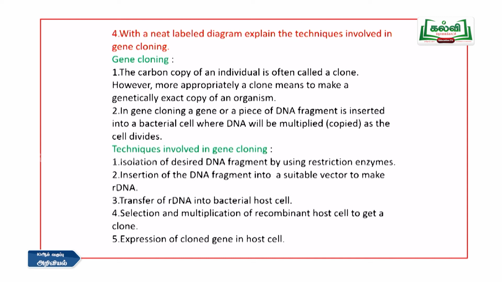Point number 1, isolation of desired DNA fragment by using restriction enzymes. Point number 2, insertion of the DNA fragment into a suitable vector to make rDNA. Point number 3, transfer of rDNA into a bacterial host cell. Point number 4, selection and multiplication of recombinant host cell to get a clone. Point number 5, expression of the cloned gene in host cell. So these are the points you want to write.